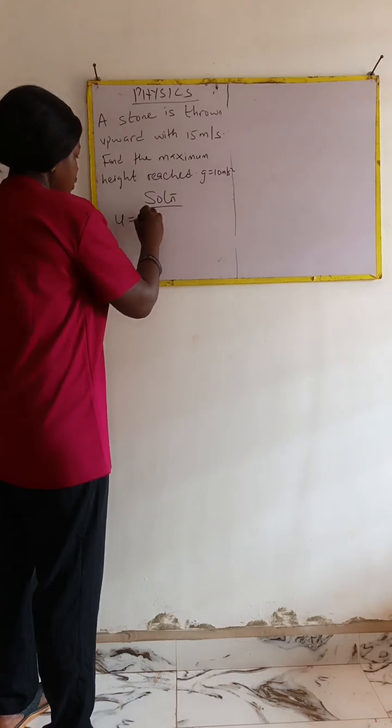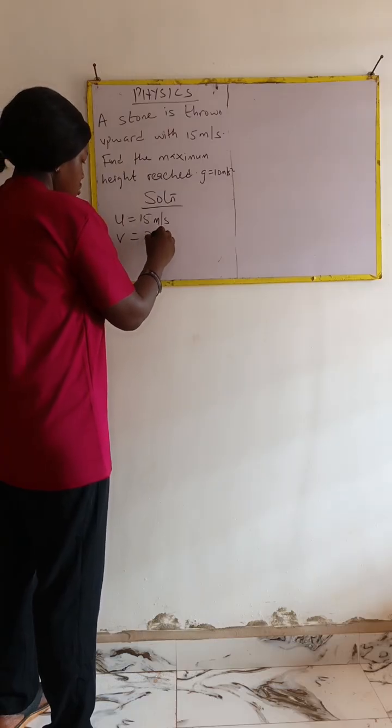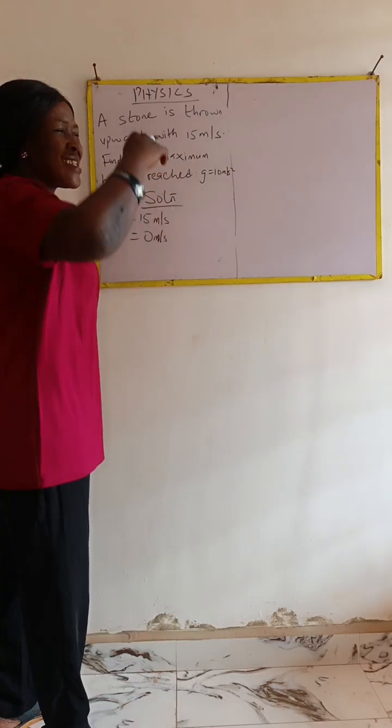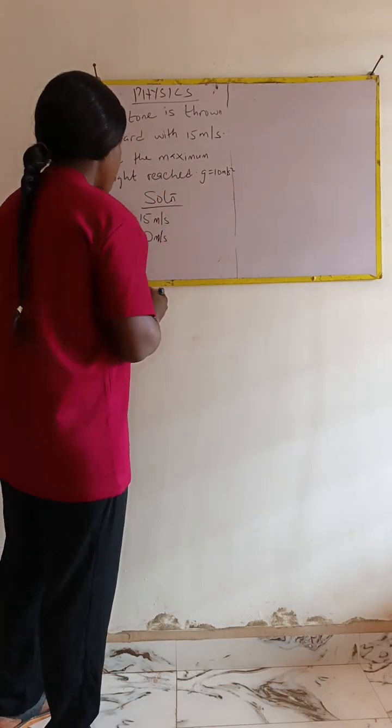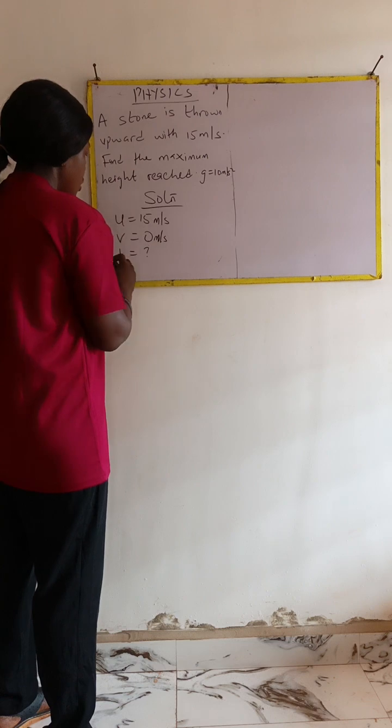U will give us 15 meters per second. V, the final velocity, is 0 meters per second. We didn't make mention of the exact point the stone reached, so height will give me 0. We are looking for height.